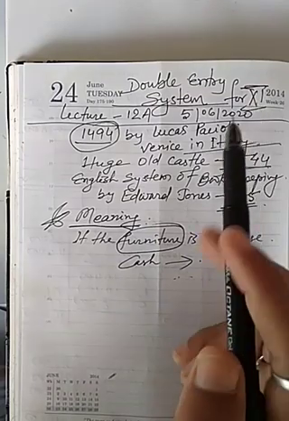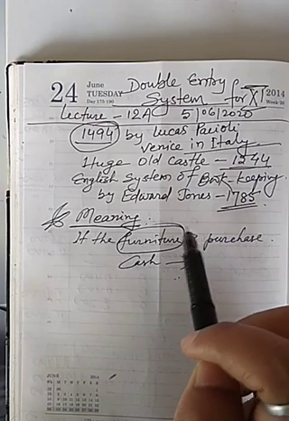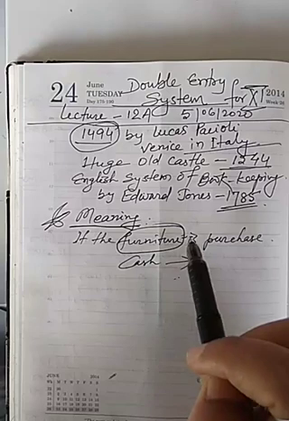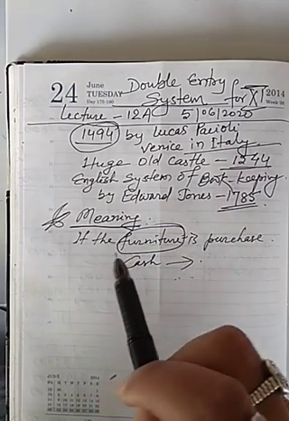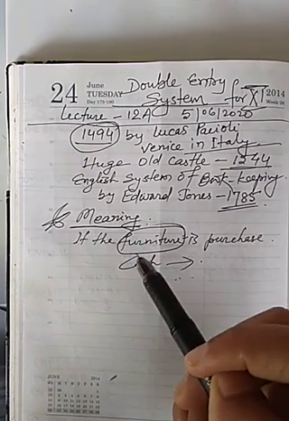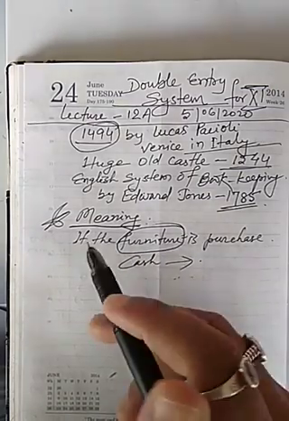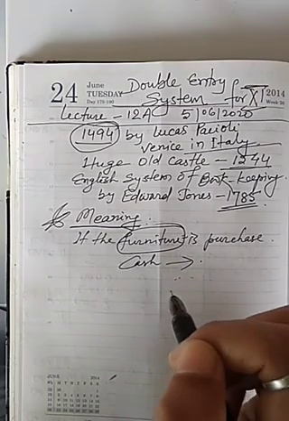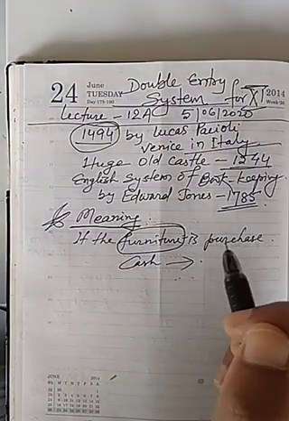It means that at least two accounts are affected by a transaction, one account receiving a benefit and the other account yielding a benefit. The person or the account receiving a benefit is debited, and the person or account who gives something to the business is credited.